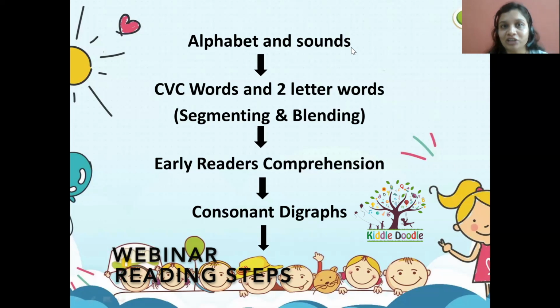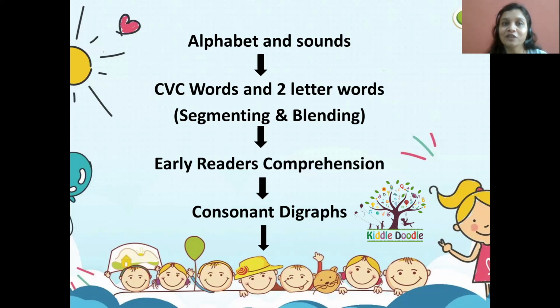First, a child should be thorough with alphabets and sounds. You need to find innovative ways to introduce them to alphabet and sounds. And once they are thorough with it, then only we should move ahead with CVC words. Now, what are CVC words? A word, a three-letter word formed of a consonant, vowel, and a consonant.